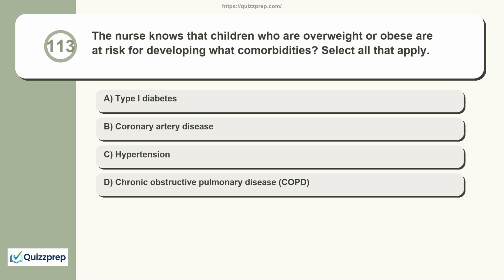Question 113. The nurse knows that children who are overweight or obese are at risk for developing what comorbidities? Select all that apply. Type 1 diabetes, coronary artery disease, hypertension, chronic obstructive pulmonary disease, COPD.